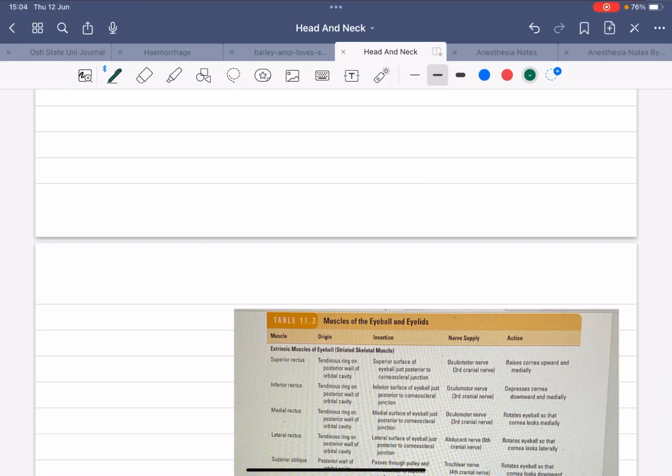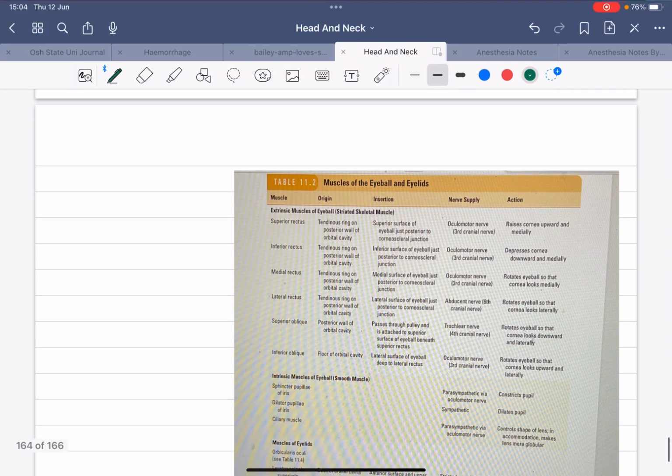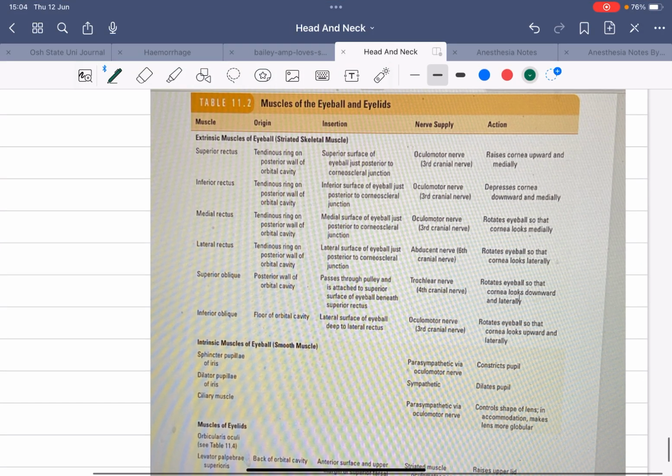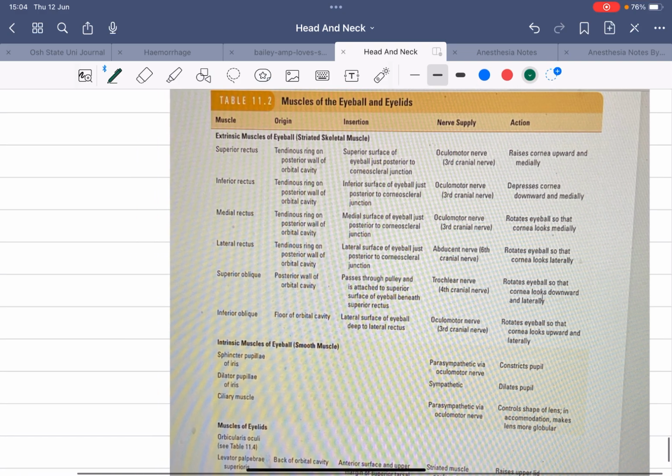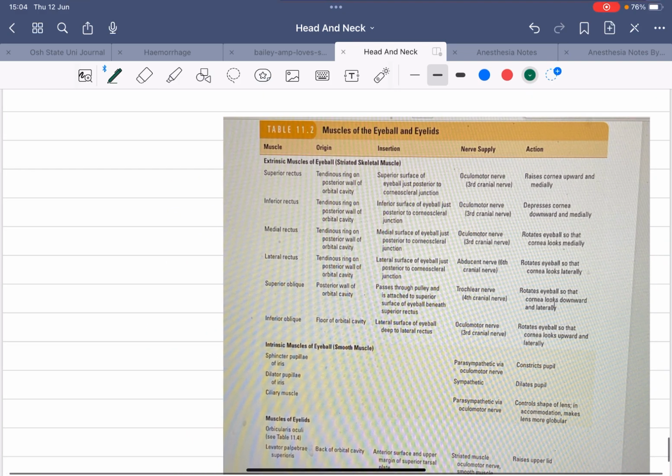Ring of veins, which nerves are passing through, which nerves are leaving outside. So see here, superior rectus muscle raises the cornea upward and medially, depresses the cornea downward and medially, inferior rectus muscle. So we will make one very simple diagram, and that simple diagram will be very easy for you to understand what are the actions of the muscles and how they are going to work.